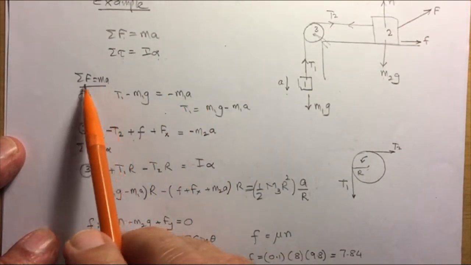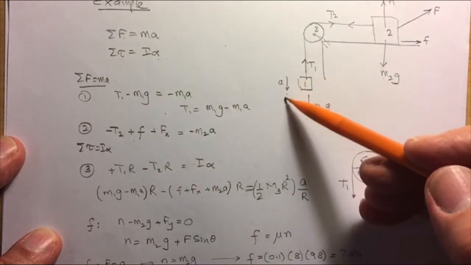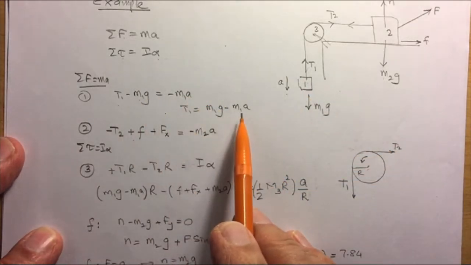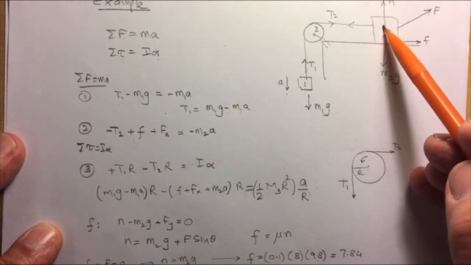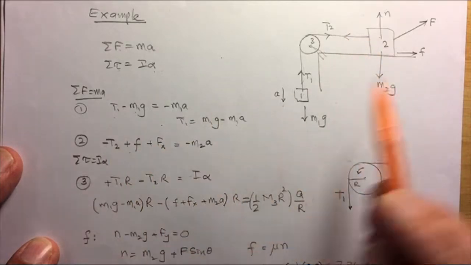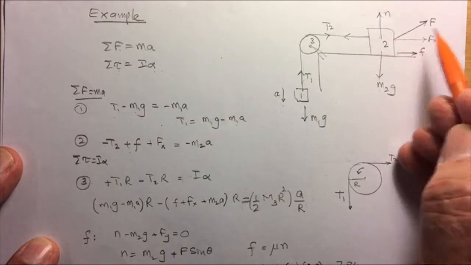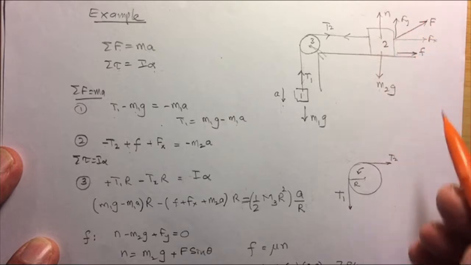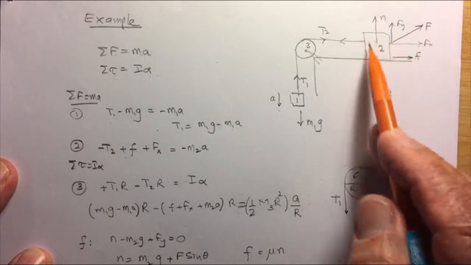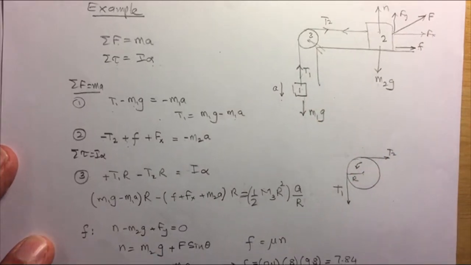So we write F equals MA. From here we have the tension upwards, M1G downwards, so it's negative, it's accelerating downwards, we write M1 times A, and so T1 becomes M1G minus M1A. Then we go for number 2, so we have T2 pulling to the left, friction pulling to the right, so it's plus, and then F is broken up into two components, the Fx and the Fy. The Fx is going to pull to the right, and the result of this is that this object 2 is being accelerated towards the left because this is pulling it down. So we have two equations.